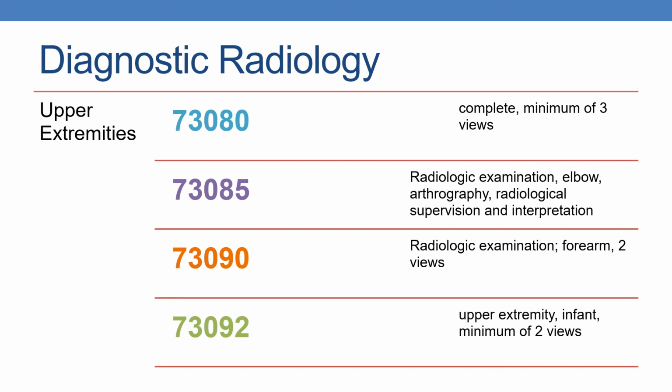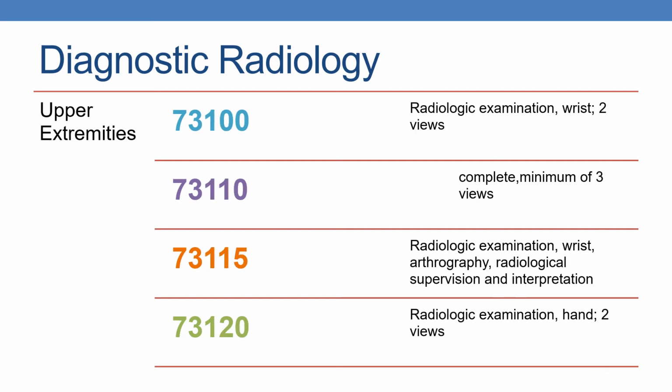The next is 73080, radiological examination elbow complete, minimum of 3 views. The next is 73085, radiological examination elbow, arthrography, radiological supervision and interpretation. The next is 73090, which is nothing but radiological examination forearm, 2 views. The next is 73092, radiological examination upper extremity infant, minimum of 2 views. The next is 73100, radiological examination wrist, 2 views.